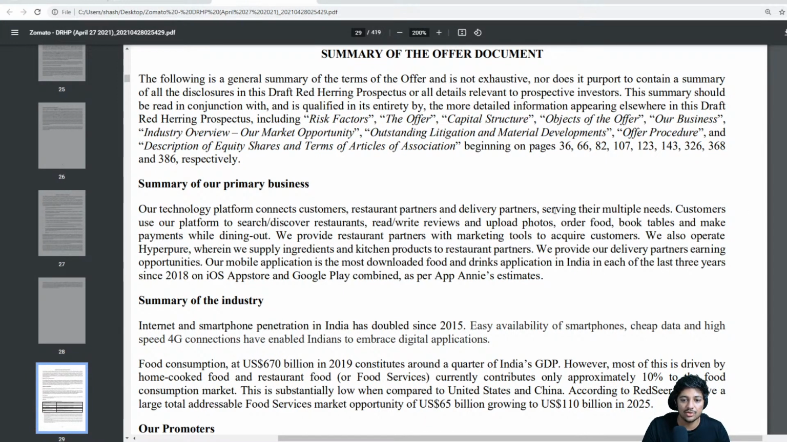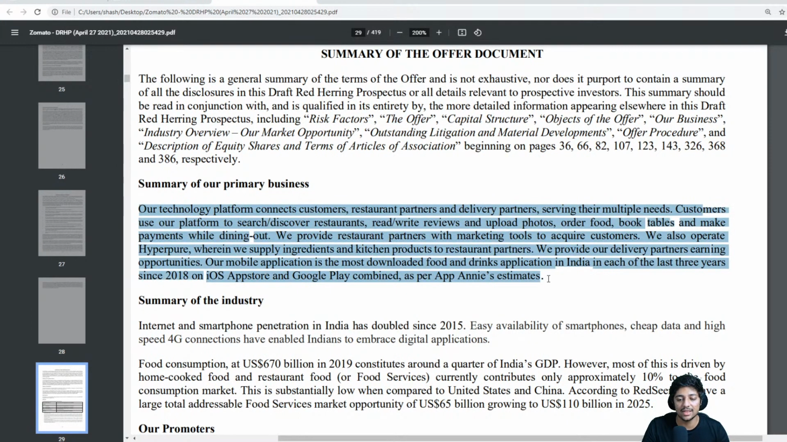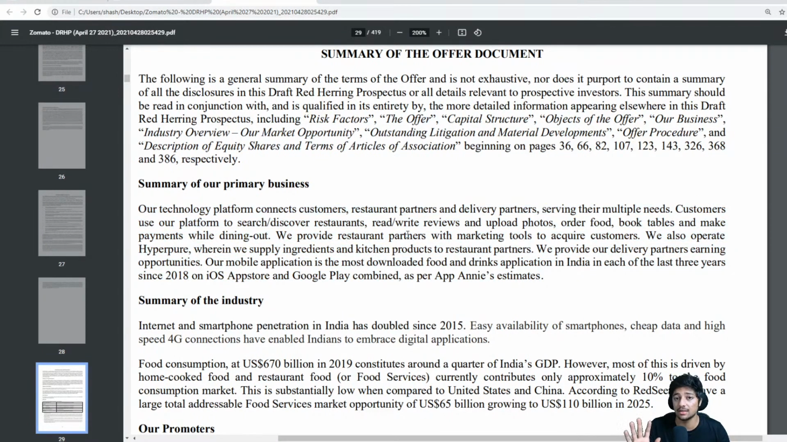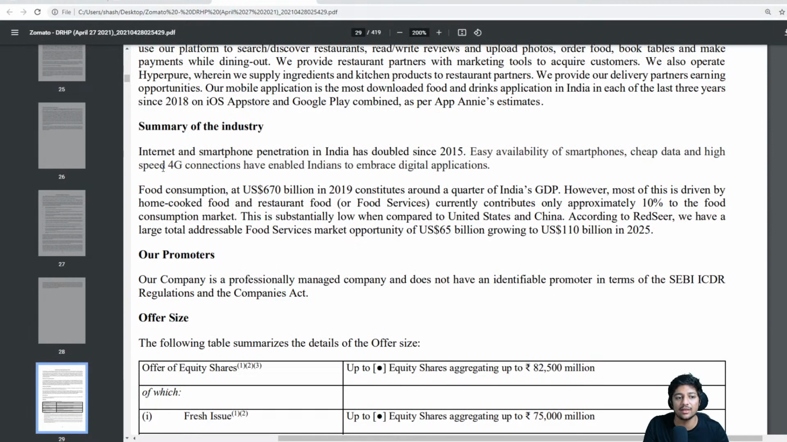So customers use, they're basically a technology platform. So they're calling themselves a tech platform, which is connecting customers, restaurant partners, and delivery partners, serving their multiple needs. So this basically talks about the entire business of Zomato, a quick business of Zomato, not the entire thing, a quick business. Summary of industry in quick standpoint.